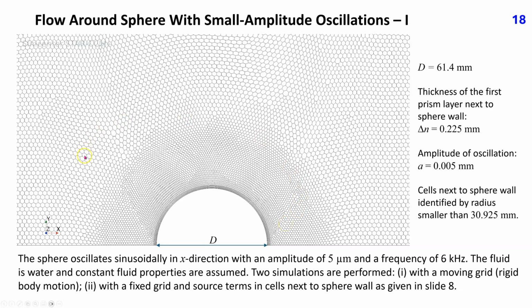in one symmetry plane. The thickness of the first prism layer next to the sphere wall was 0.225 millimeters. The amplitude of oscillation was 5 micrometers, which is only 1/45 of the first prism layer thickness. The cells next to the sphere wall, which received the source term described in slide 8 in the case of a fixed grid, were identified by radius smaller than 30.925 millimeters.